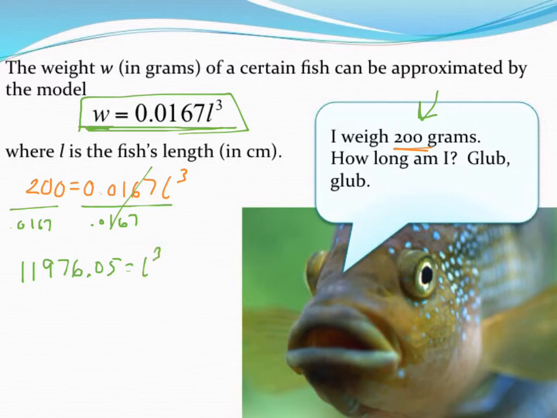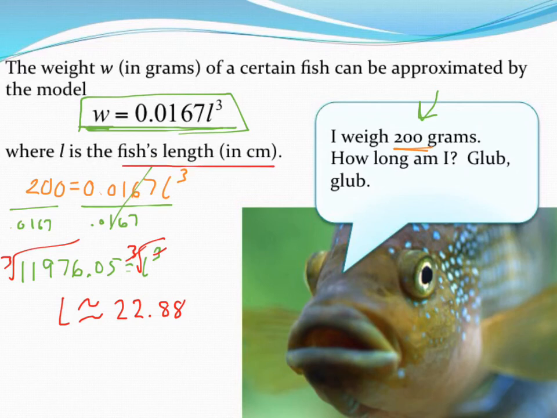That is equal to L to the third power, the length cubed. Well, to solve this then, to get rid of that cubed, I'm going to take the cube root of both sides. So I'll take the third root of both sides, and again, using a calculator, and pause if you need to work this out for yourself if you don't trust me, that length comes out to be about 22.88. And then don't forget a good label. A label is going to be a good way to answer a story problem. The length of the fish in this equation is determined in centimeters, so about 23 centimeters or so should be about how long that fish is.